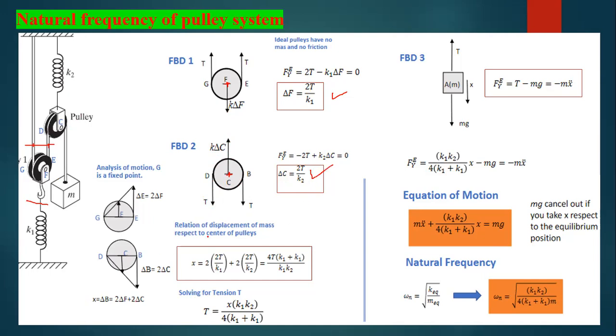Now, a relation of the displacement of the mass. x is equal to 2 times (2T over K1), that means for the first one, plus 2 times 2T over K2 because of this second one, which gives us this relation. We substitute each, rearrange and multiply, and we can get this equation. So solving for the tension, T is equal to this.